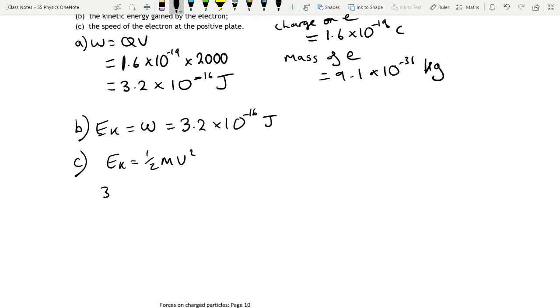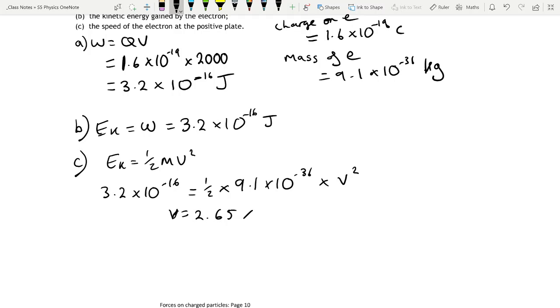So 3.2 times 10 to the minus 16 equals half, times by the mass of an electron, which you find from the data sheet, 9.1 times 10 to the minus 31, times by the speed squared. If you work that out, you end up with a speed of 2.65 times 10 to the 7 meters per second.